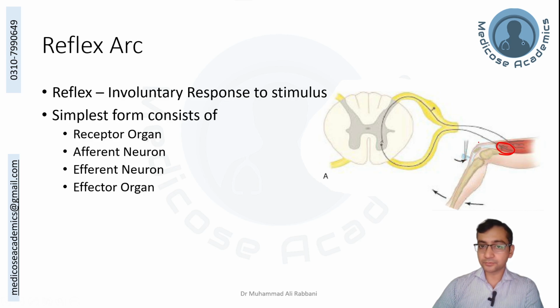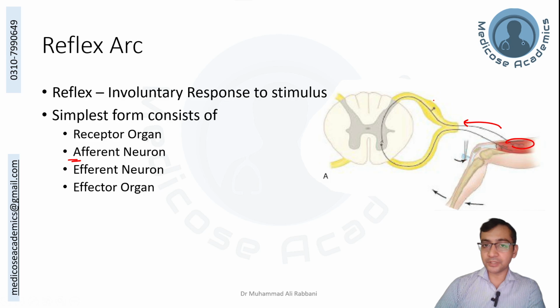This is the receptor. There will be a nerve fiber that will carry the signal from this receptor. This is the, I'm sorry, this is the muscle spindle. There will be an axon. There will be a nerve that will carry this sensory signal. This is the afferent sensory neuron.